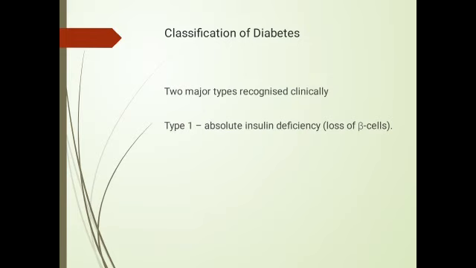Accordingly, diabetes can be classified into two types, type 1 and type 2. Type 1 means there is absolute insulin deficiency due to loss of beta cell function. Type 2 means there is relative insulin deficiency. Relative insulin deficiency means the other hyperglycemic hormones may be in excess, or there may be insulin resistance, that is, the tissues do not respond to the insulin action.